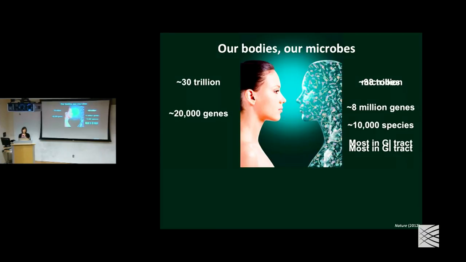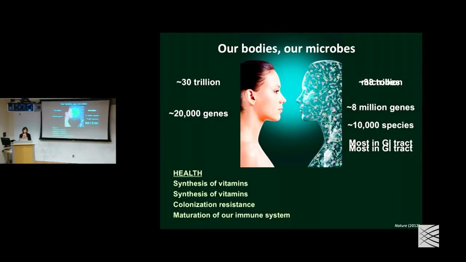And there's up to 10,000 different species that can live in the gastrointestinal tract. And most of these bacteria are good for us, so they do a lot for our health. They're essential. They help synthesize vitamins that we use. They help take up or break down carbohydrates from food that we eat, and they can prevent colonization by pathogens, as well as help to train our immune systems.